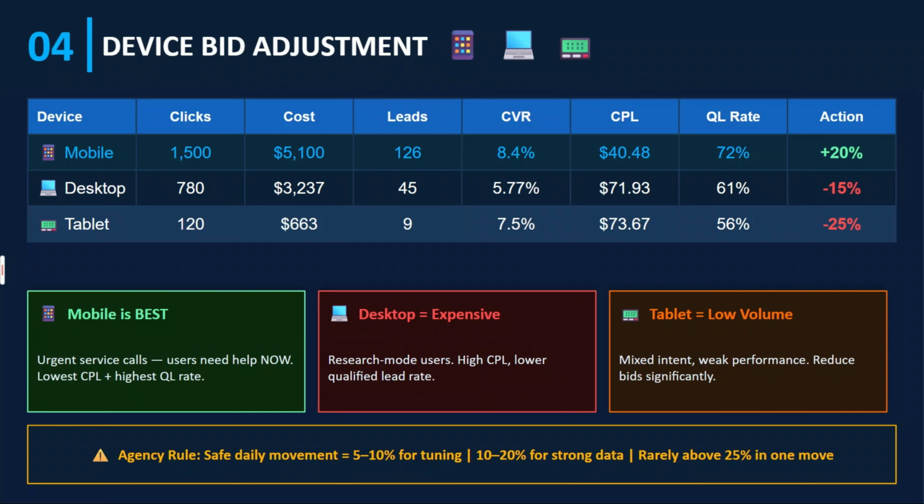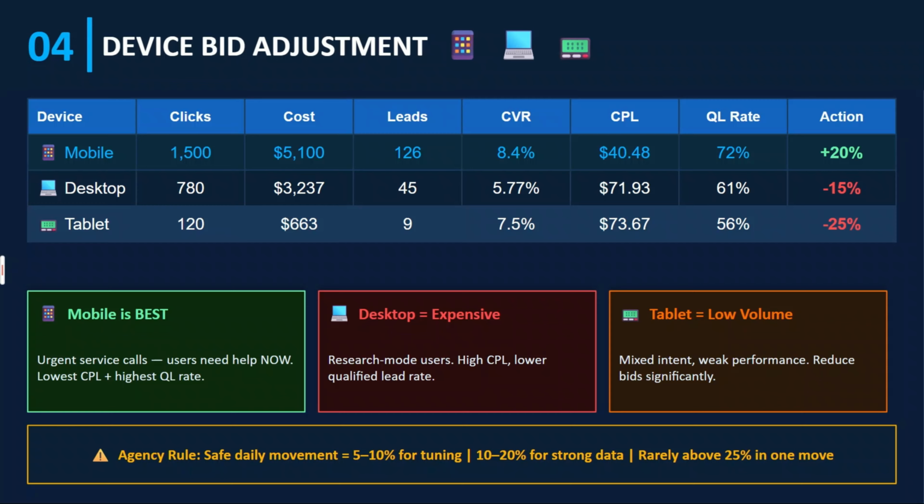A desktop computer: 780 clicks, and cost per lead is $71.93. That is almost double the mobile cost, and the qualified lead rate is lower at 61%. The tablet: only 120 clicks, cost per lead is $73. Qualified lead rate is only 6%, weakest of all.